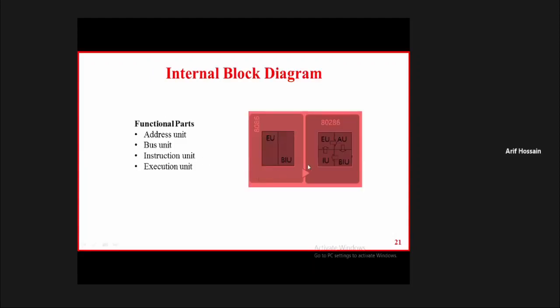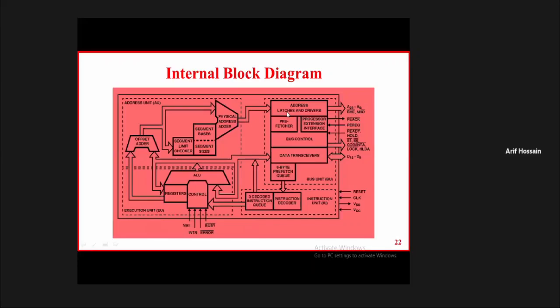So you can see that this is the internal block diagram, like you have an address unit, bus unit, instruction unit, execution unit. Few things will be same. You already know what is address unit, what is bus, what is instruction and execution, isn't it? So you'll see that a lot of the things will be similar. We already showed you the internal block diagram of 8086. So this is the internal block diagram of 80286. As I said, I'll not be explaining anything at all.